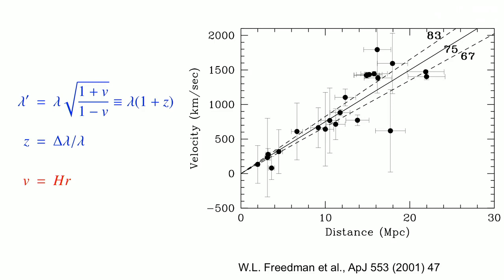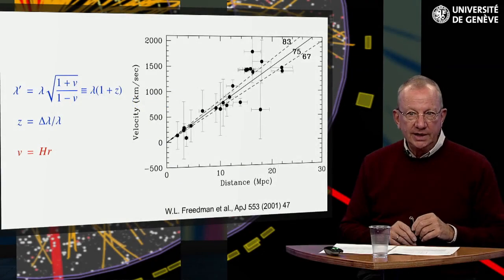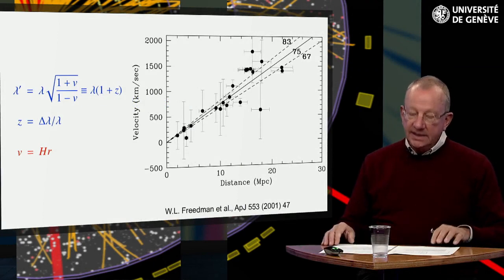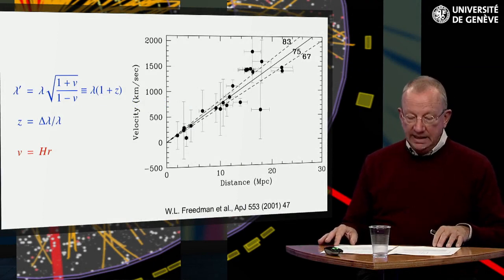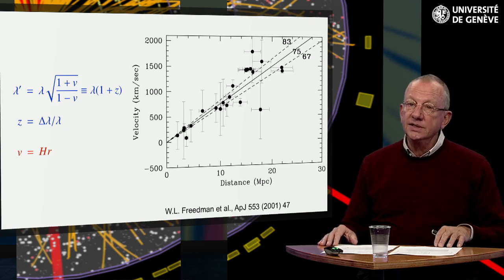Using the redshift to measure the velocity v and the magnitude as an estimator of the distance r to the emitter, one empirically observes Hubble's law, v equal to H times r. Recessional velocities are thus proportional to distance, with a coefficient called the Hubble constant, capital H.